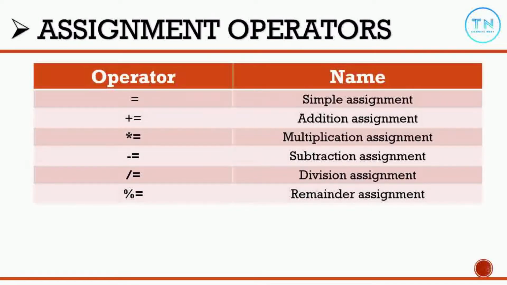These are all the assignment operators. First is the simple assignment operator and the second is the addition assignment. An assignment operator is used to assign the value from the right to the left variable or operations. If we have variable a and we assign its value to 4, it means we assign the value 4 into the variable a. So this is the simple assignment.